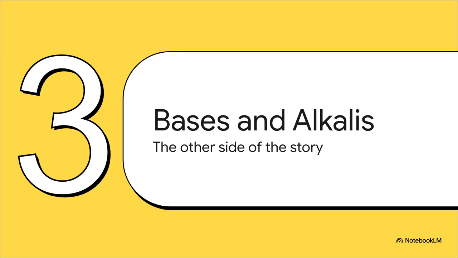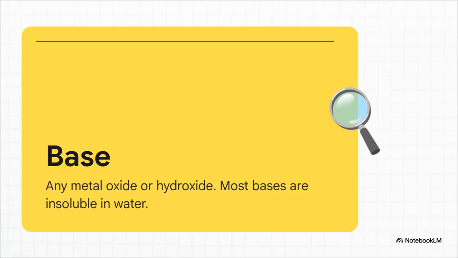Right, we have totally nailed acids. So now, let's flip the script and look at their chemical opposites, bases and alkalis. They're definitely related, but there's a really important distinction you need to know. So the definition of a base is actually pretty broad. Basically, if you see a compound that's a metal joined with either an oxide or a hydroxide, you're looking at a base. Think copper oxide or iron hydroxide.